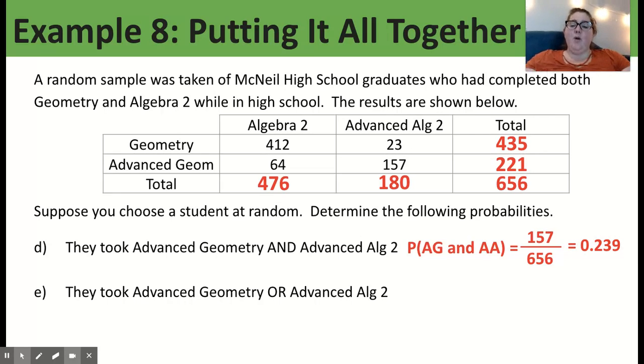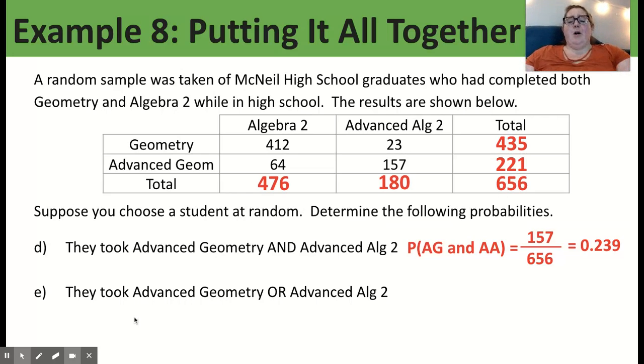Okay, now as a side note, where I might use the and or the multiply in this situation is if they were asking, suppose we chose 2 students at random, what's the probability that they both took advanced geometry? That's where I might have to do some multiplication. So like 221 out of 656 times 221 out of 656. So you get what I'm saying. So we multiply if we were talking about 2 students.